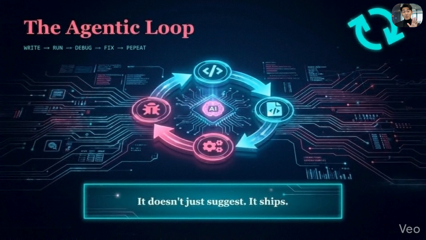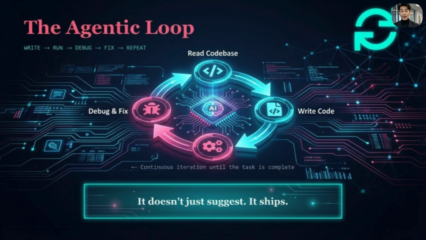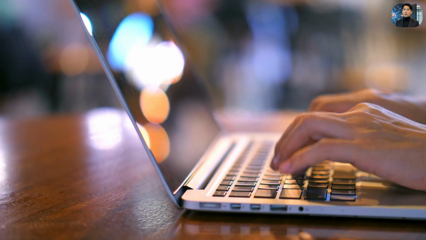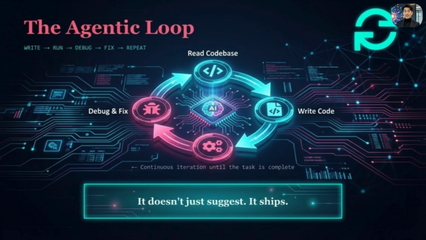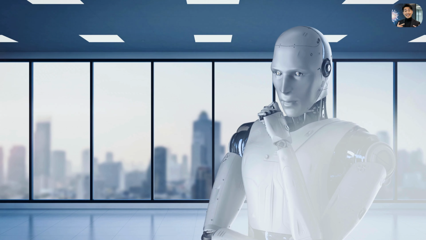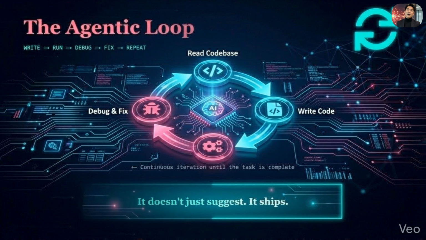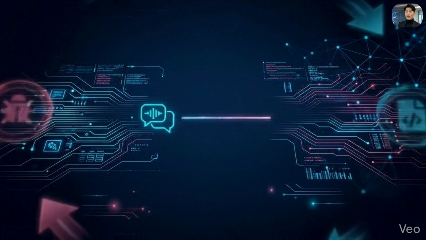Here's what makes Claude Code different from other coding assistants. Most tools give you code snippets that you then have to copy, paste, adapt, and debug yourself. Claude Code does the full loop. It reads your codebase for context, writes the implementation, creates or modifies files directly, runs the code to verify it works, and if something fails, it reads the error, diagnoses the problem, and fixes it automatically. That iterative loop of write, run, debug, fix is what makes it truly agentic. It doesn't just suggest, it ships.